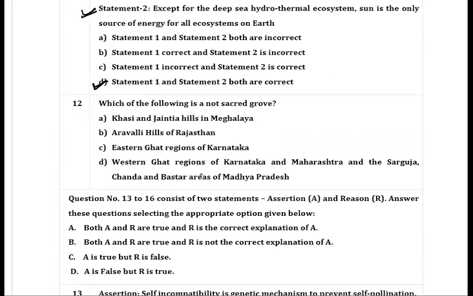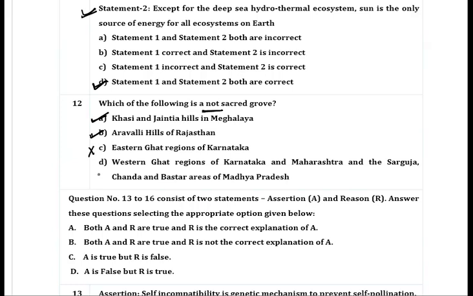And now the next one. Which of the following is not sacred groves? Okay, let's see. The first one is Khasi and Jaintia hills in Meghalaya are not the sacred groves, which is wrong. They are the sacred groves. Aravalli hills of Rajasthan are also the sacred groves. And Eastern Ghat of Karnataka, no, they are not the sacred groves.